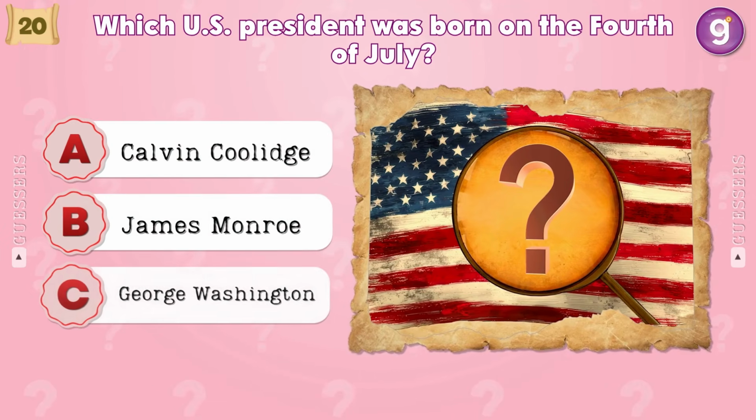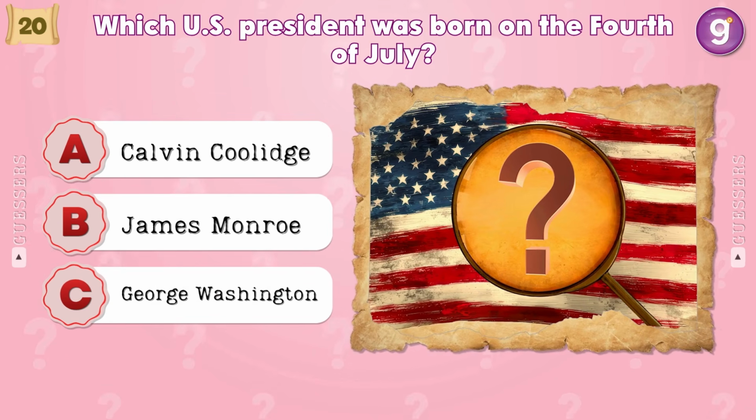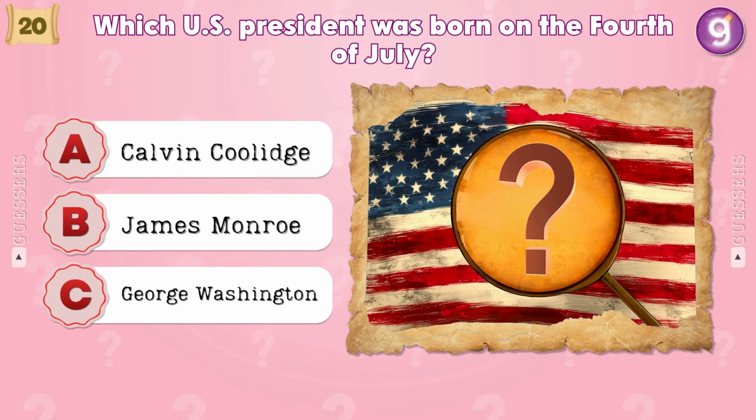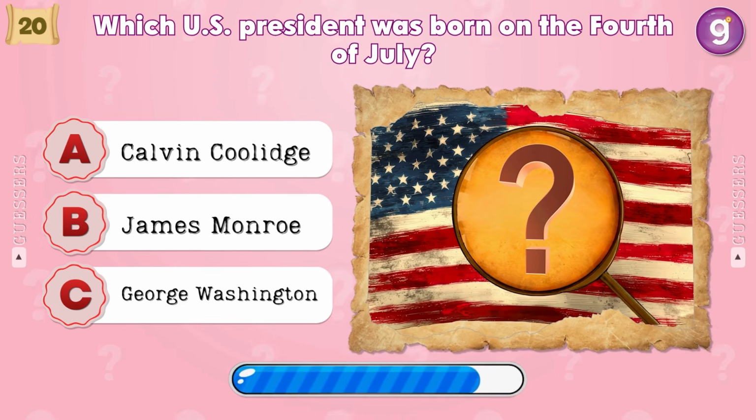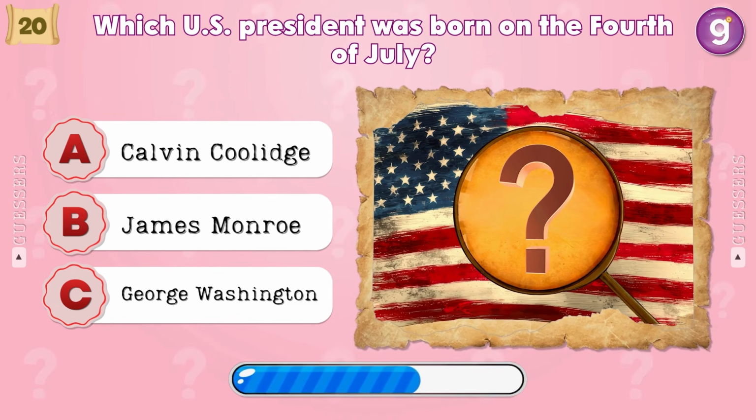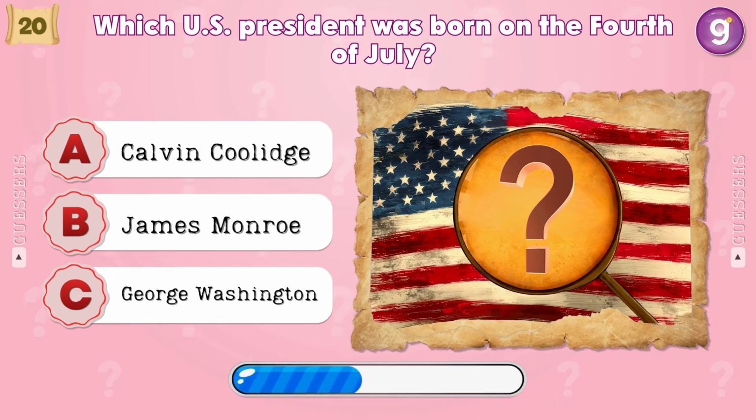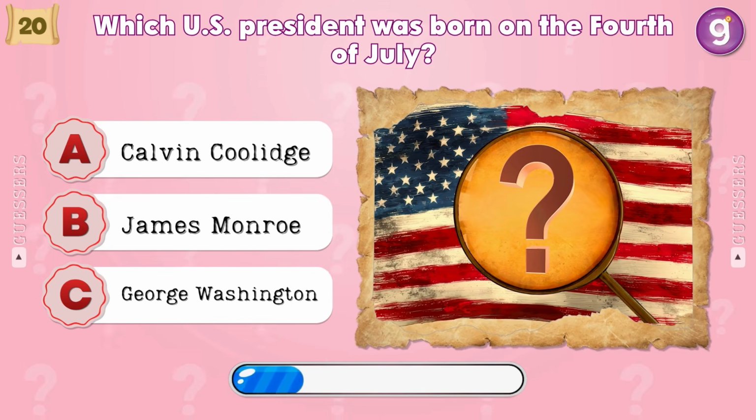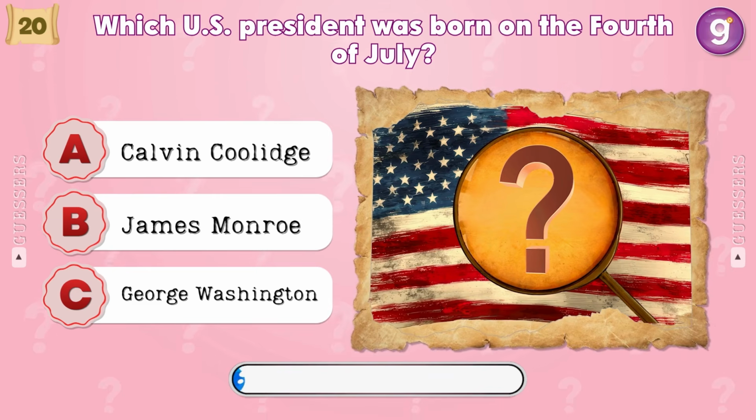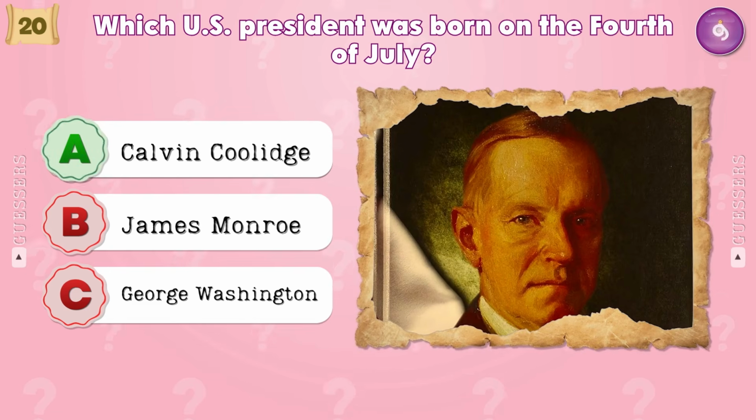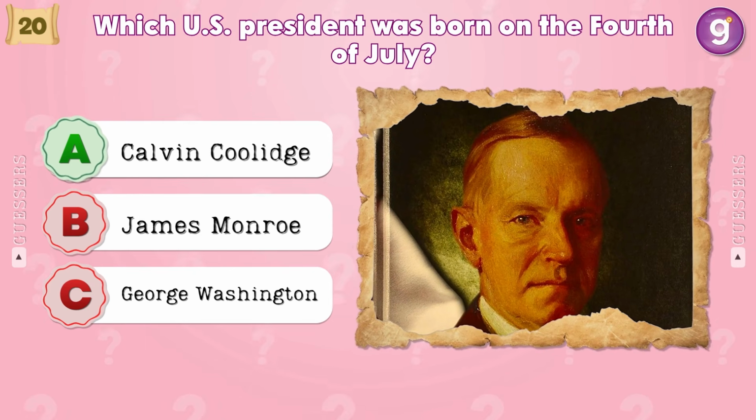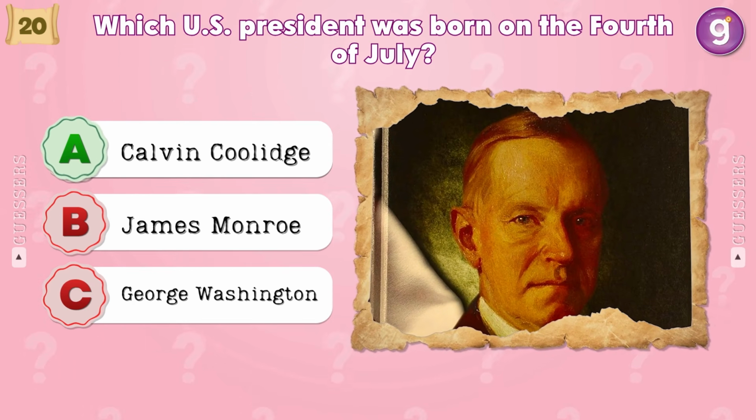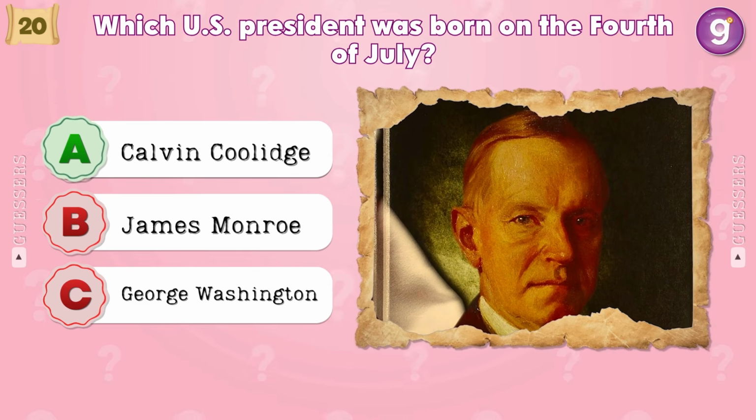Which U.S. president was born on the 4th of July? Calvin Coolidge, James Monroe, or George Washington? Calvin Coolidge was born on July 4, 1872, making him the only U.S. president born on Independence Day.